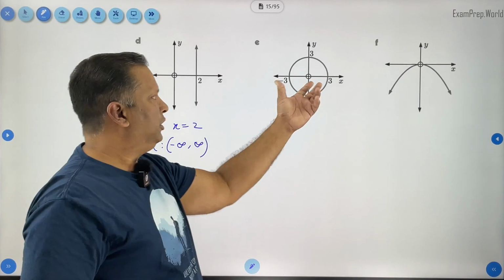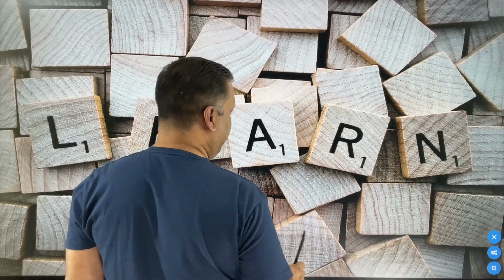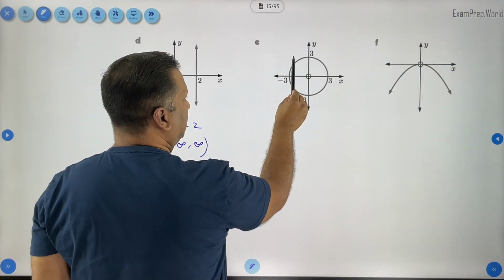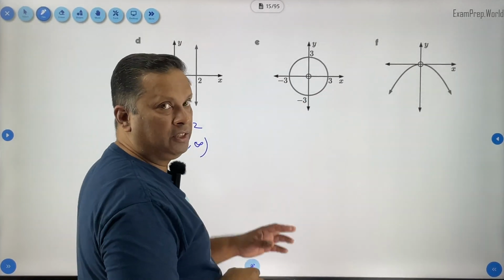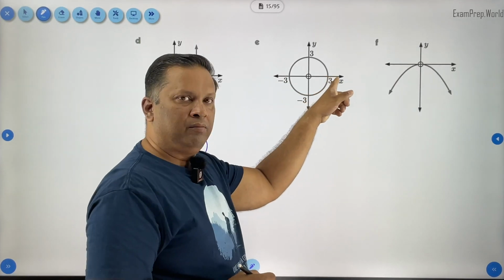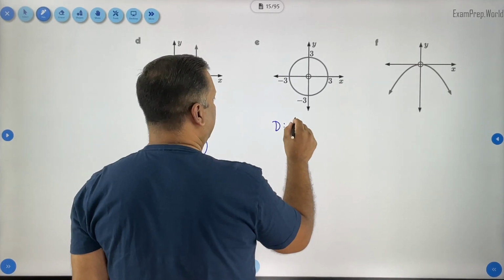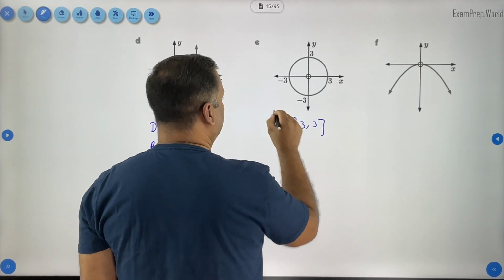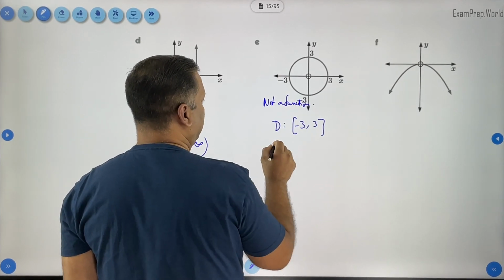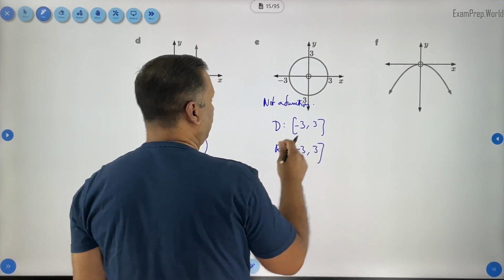What about this? This is not a function because it's failing our vertical line test. See, when I keep the pen here, it is touching the circle at 2 points. So it is not a function, it's a relation. But it also has a domain and range. Minimum of x is -3, maximum is 3. So let's write domain, and both points are included, -3 to 3. But you write not a function. And range is also from -3 to 3, and both points included.